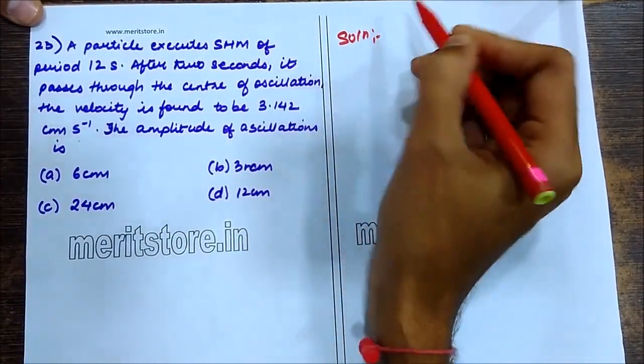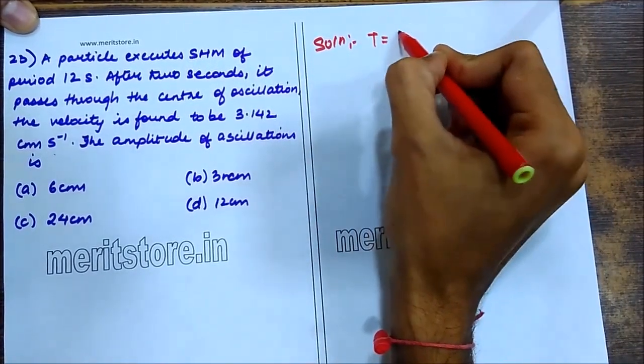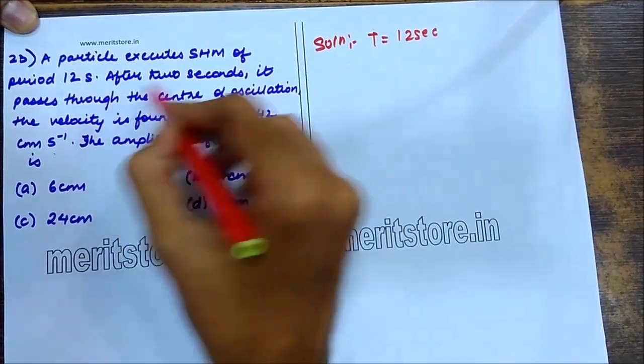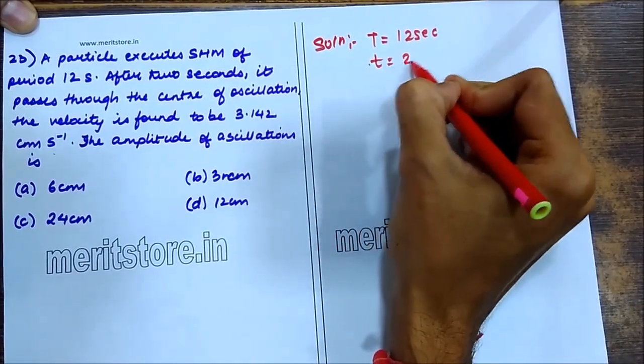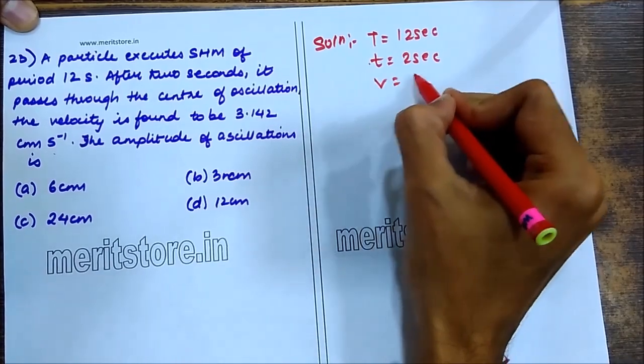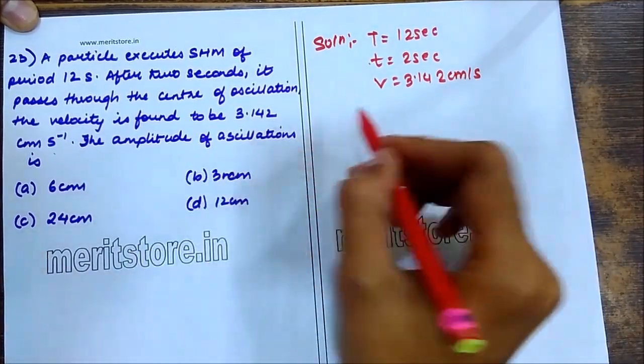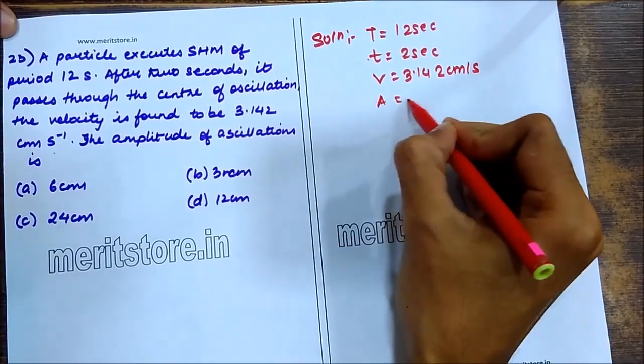Okay, so we have a particle performing simple harmonic motion with time period T equals 12 seconds, and after 2 seconds, so t equals 2 seconds, it passes through the center of oscillation with a velocity v equal to 3.142 centimeter per second. The amplitude of the oscillation a we have to find out.